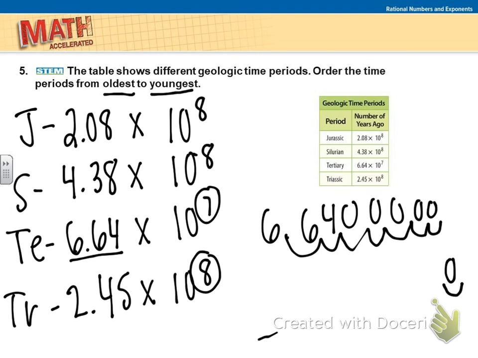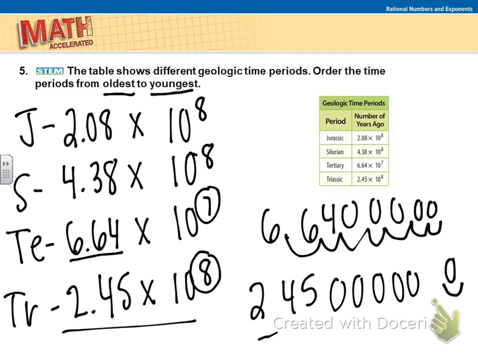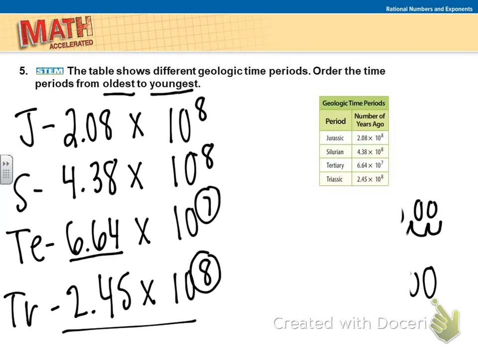Do you see that? If I were to write this number out, it would have one more 0 than the one with the 7th exponent. So it doesn't matter that 6.64 looks bigger than 2.45. When I add an extra 0 because of the 8th exponent, that number is going to be bigger automatically. You see that? All right. So that's why I don't want to sit here and have to write out all the numbers. I can just compare.